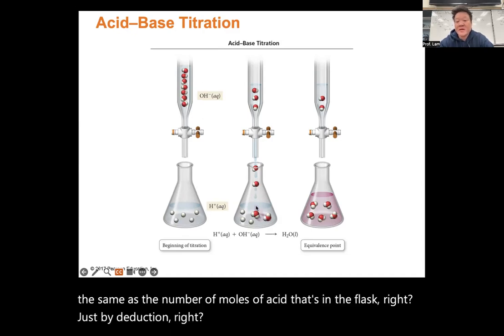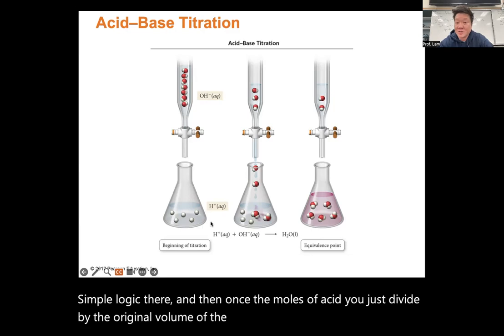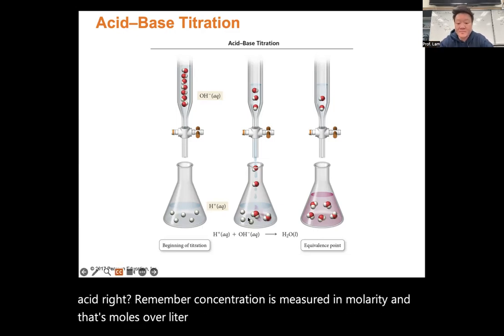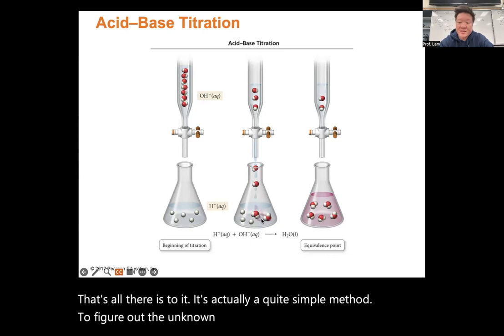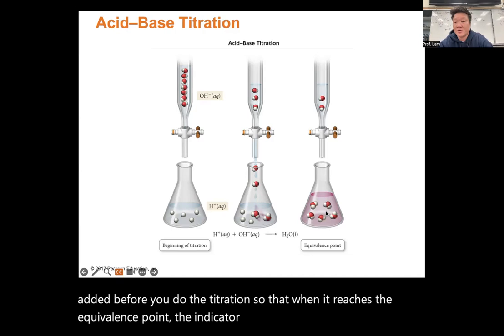Simple logic there. And then once you know the moles of acid, you just divide by the original volume of the acid to get the concentration of the acid, right? Remember, concentration is measured in molarity, and that's moles over liter, right? So that's all there is to it. It's actually a quite simple method to figure out the unknown concentration. Okay? Now, the indicator is added before you do the titration so that when it reaches the equivalence point, the indicator will turn a certain color.